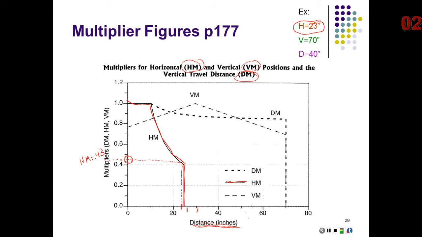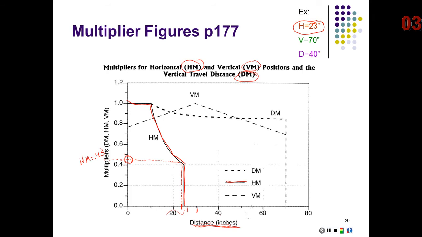So whatever your H is, from 0 up to 24-ish inches, you want to mark it on the x-axis, extend the line vertically until it crosses the HM line. Wherever it crosses, you extend that horizontally over to the multiplier axis and then identify what your HM multiplier is.